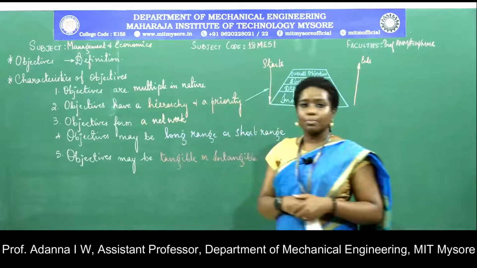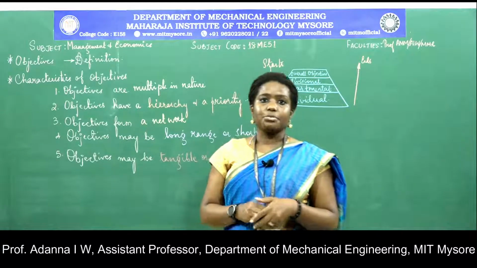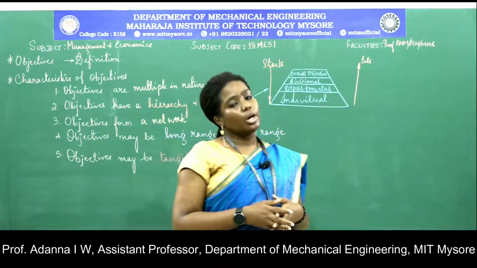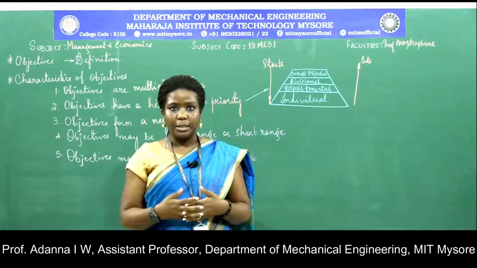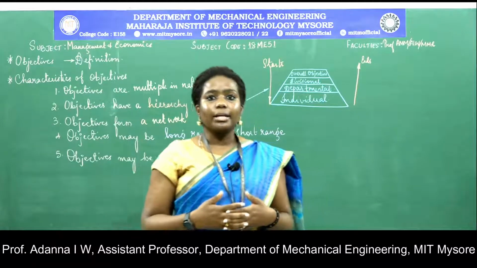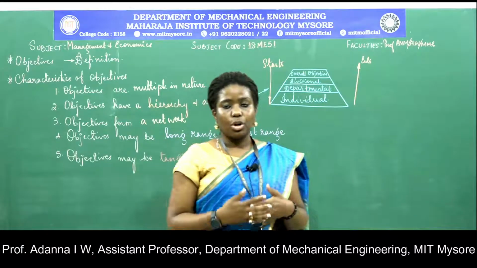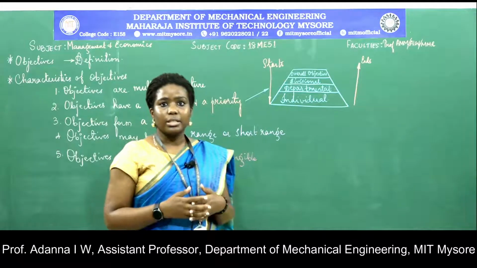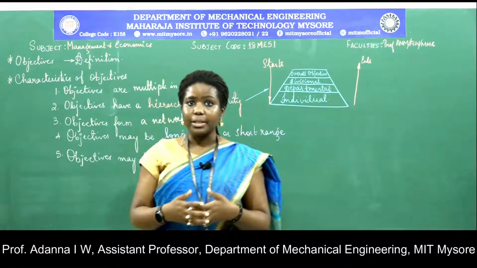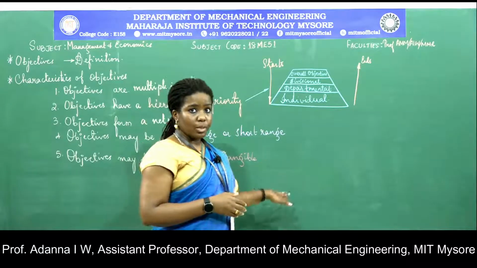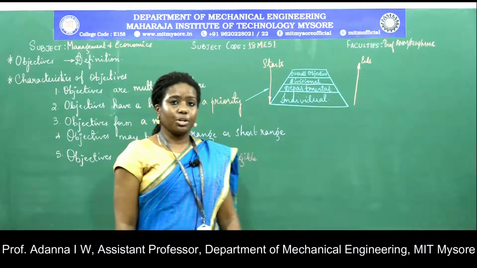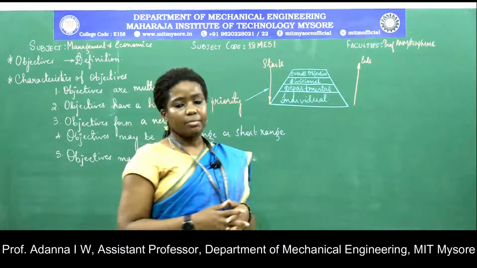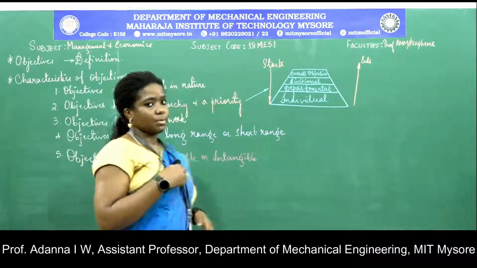Finally, objectives may be tangible or intangible. There can be objectives which can be quantitatively measured, they are tangible in nature, and objectives which cannot be tangibly measured, they are intangible in nature. For example, the quality of students that come into the organization or leave the educational institution is intangible, we cannot measure it with numbers. But the number of students that exit after a particular period of time can be measured with numbers. So these are the various characteristics of objectives.